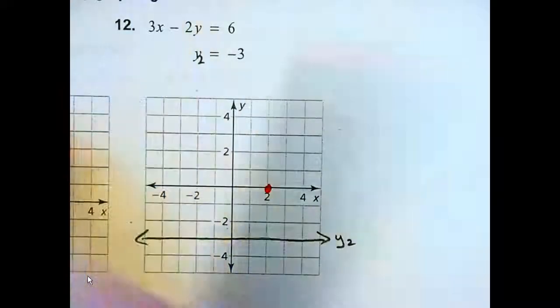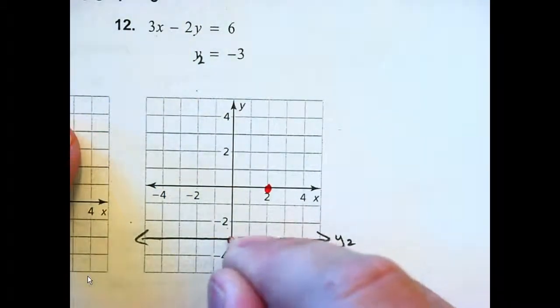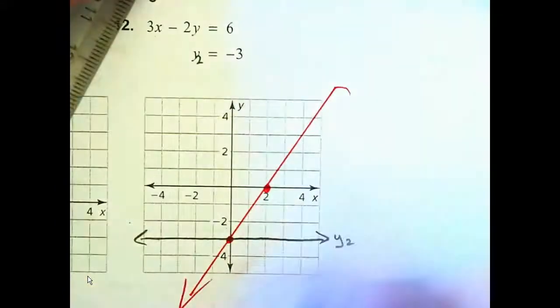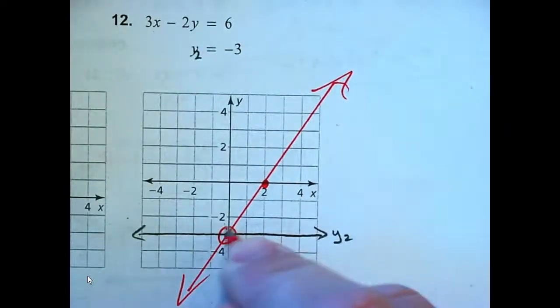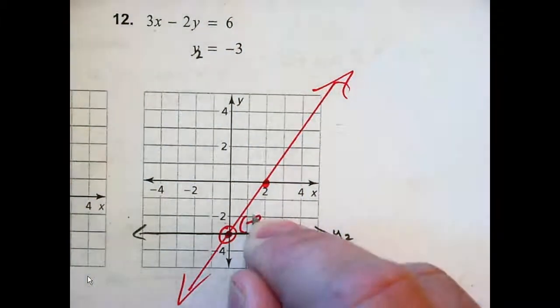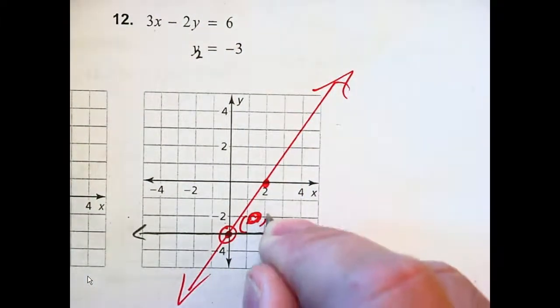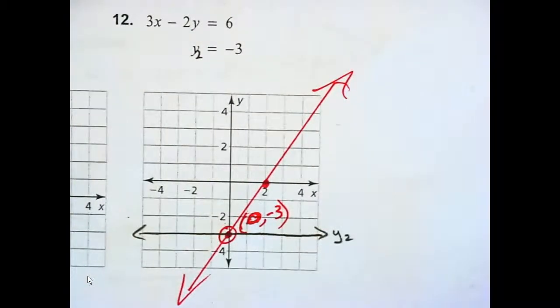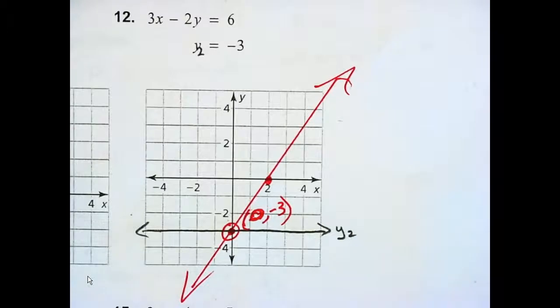All you need are 2 points. Once you have 2 points, you can draw a line through them. Okay? My solution happens to be right there. We should be using green. Thank you. 0, negative 3. Good catch. 0, negative 3. Any questions?